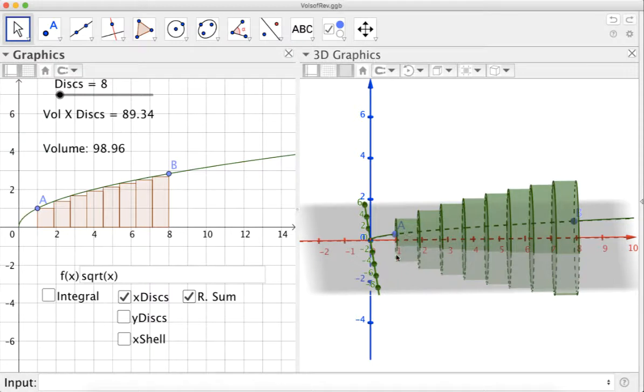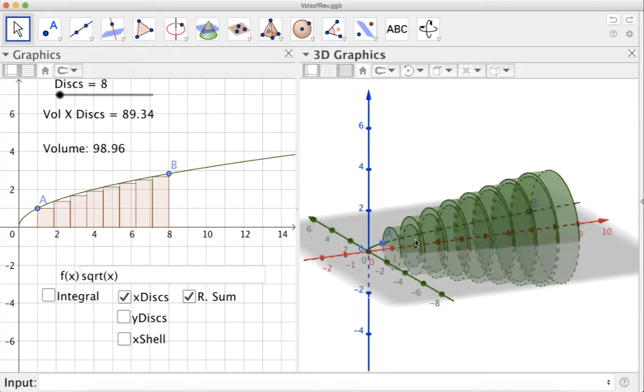Each disk is a small cylinder, and the width of that cylinder, or the height, will be just the width of each one of these rectangles. The surface area, or the area of the base, will be just equal to the area of a circle with a radius equal to the height of this rectangle.